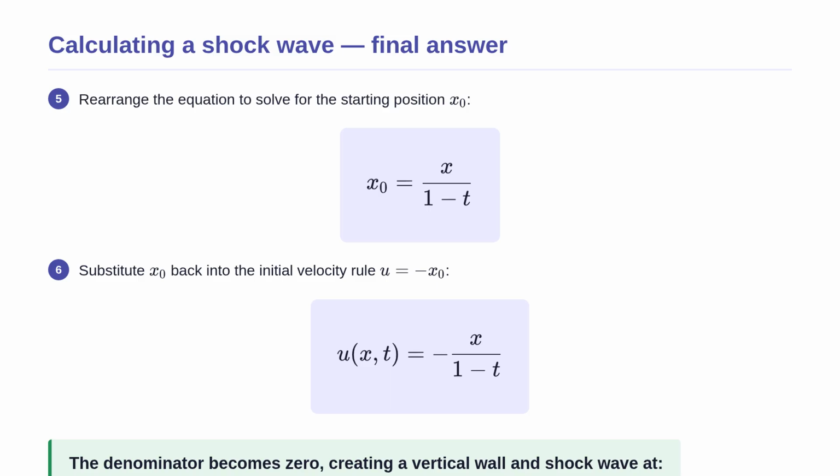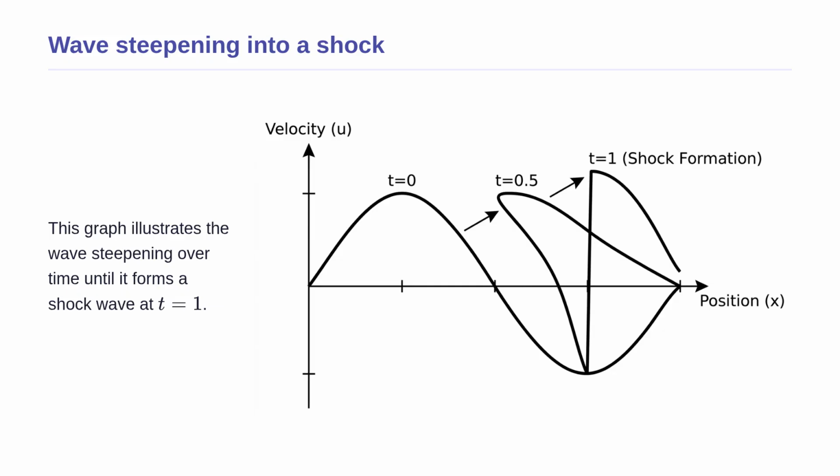Physically, this means the slope of the wave has become a perfectly vertical wall. This exact moment at time equals 1 is when the shock wave forms. To truly understand this violent crash, let us look at a visual representation of the wave steepening.